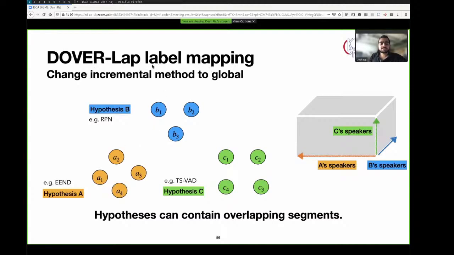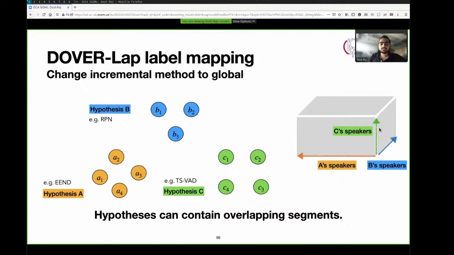The first change we made was in the label mapping algorithm. We changed the incremental mapping to a global mapping. So instead of taking the hypotheses two at a time, we consider them all at the same time. An important thing to note here is that the hypotheses can contain overlapping segments. So there's no assumption on the overlap awareness of the hypotheses. For example, you may have hypotheses from region proposal networks, EEND, target speaker voice activity detection, and so on.